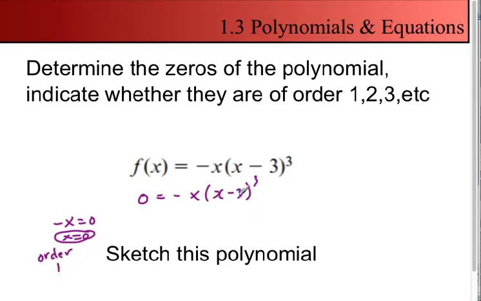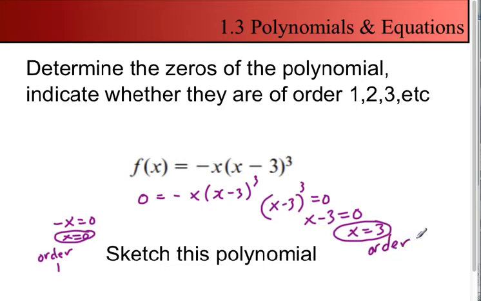Over here we've got this factor, there's 3 of them though, so we've really got x minus 3 cubed equals 0. Solving this, since they're all the same, the only solution here is when x minus 3 equals 0, and that only occurs when we add 3 to both sides and we get x equals 3. Okay, so that's another 0, and there's 3 copies of them, so this is an order 3, 0.